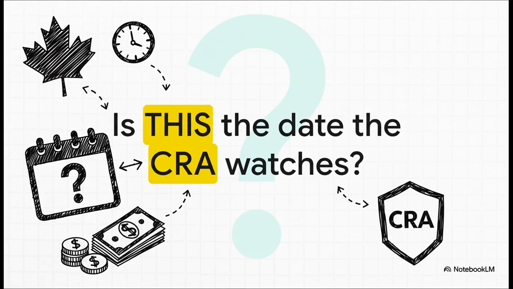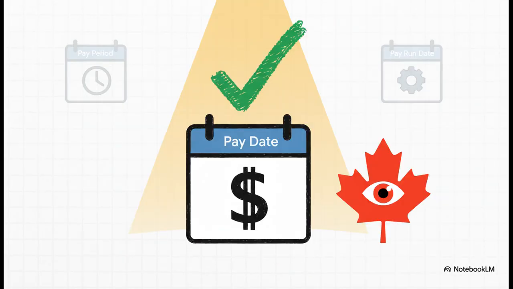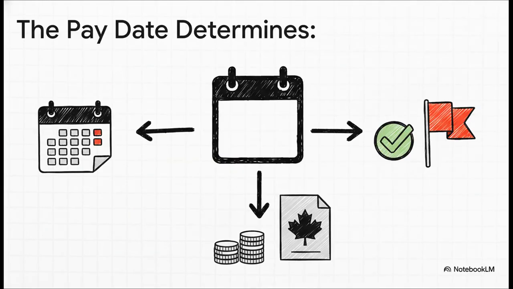Is this the date the CRA is watching? Is the pay date the one that determines your big government deadline? Yes, a big, emphatic yes. This is it. The pay date is the only date that matters for your remittance schedule. This is the one you absolutely positively have to get right. Think of the pay date as the master key. It's the one and only thing the CRA looks at to decide which remittance period your payroll falls into. That single date starts the clock ticking for when your CPP, EI, and tax deductions are due. It's the date that determines if you're on time or if you're going to get hit with those nasty penalties.